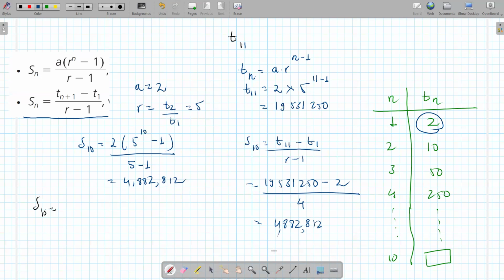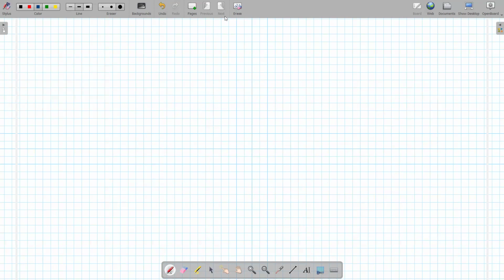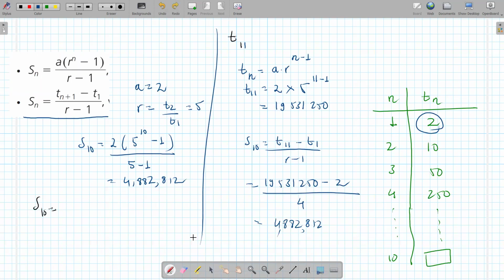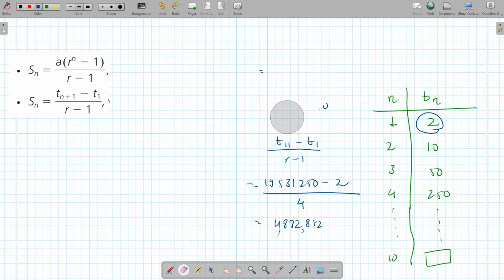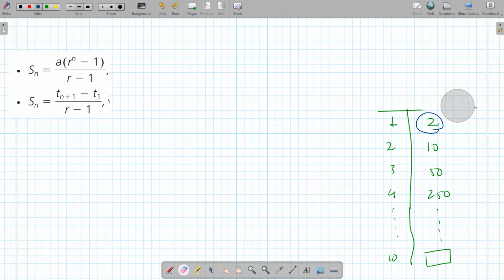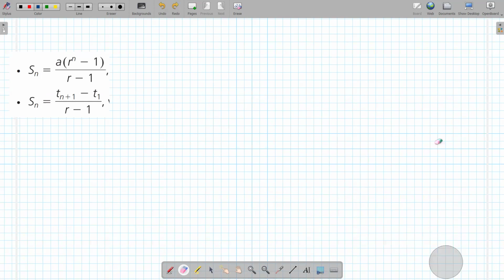So if A and R are given, probably the first formula would be easier. But if Tn is given, you know your R, you can easily find your Tn plus 1. In that case, you want to use the second formula. And that's the end of this question, okay? So again, geometric, just be careful. The bottom formula uses Tn plus 1, one number higher than the n value.